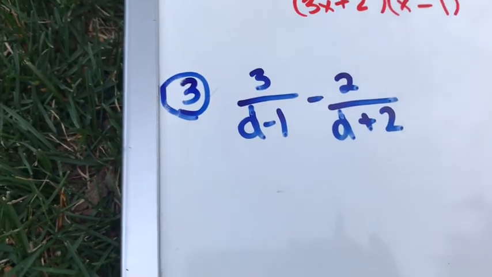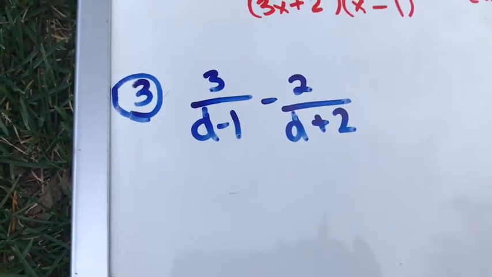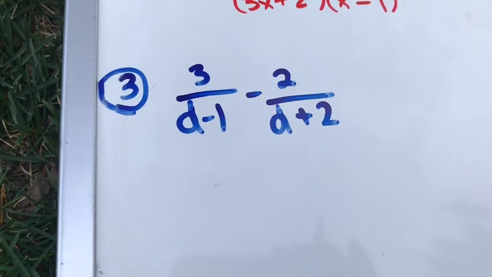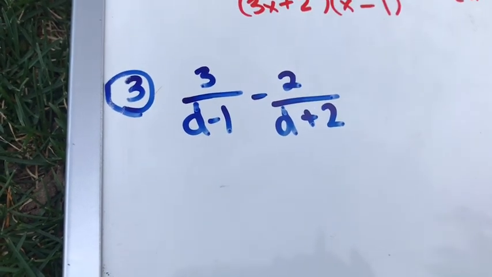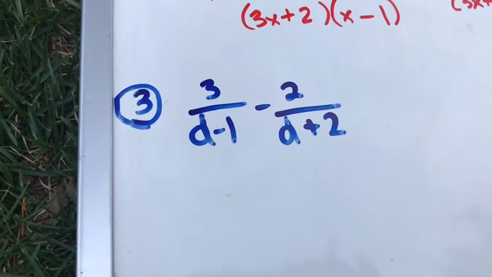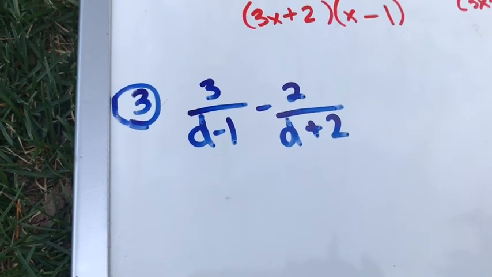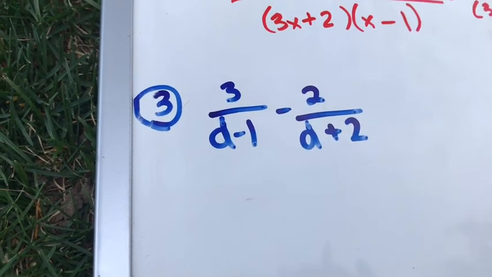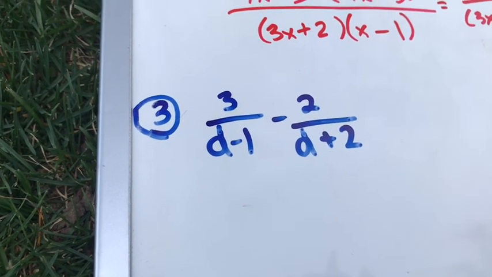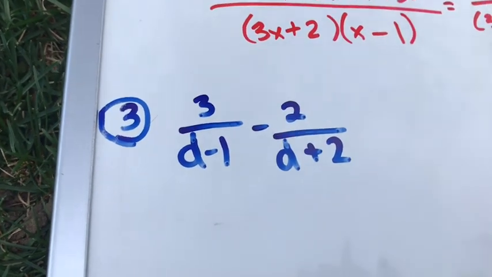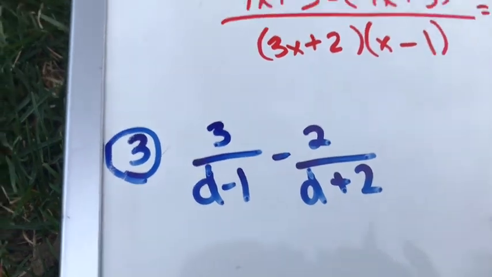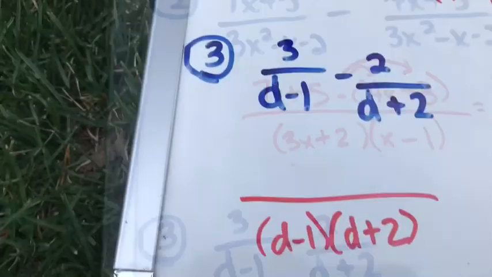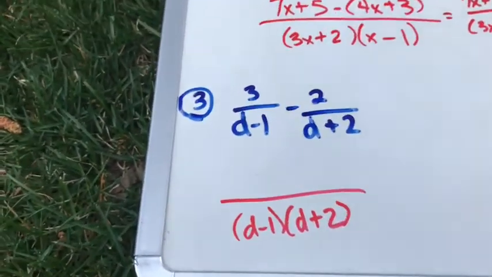And this one's a great problem too. However, if you look at the denominator, not so nice. We don't have a common denominator, so we need to find the least common denominator. In this case, if there are 2 separate expressions like this, we just use them both. So we get d minus 1 and d plus 2.